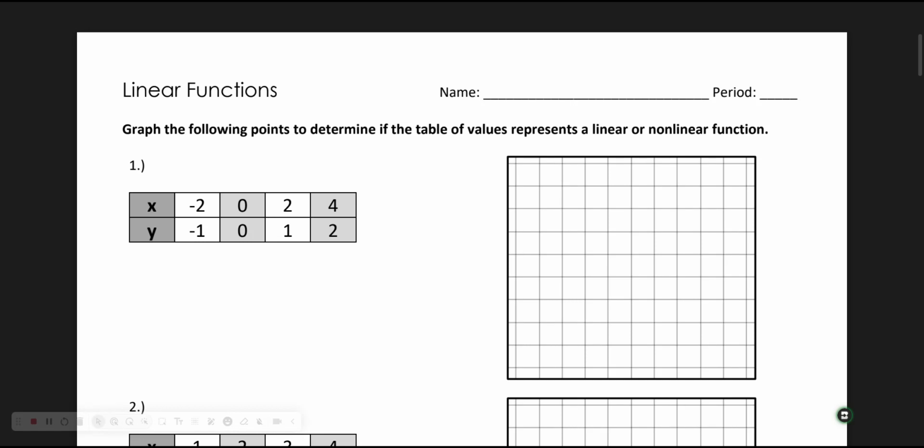Real quick, I want to go over this linear functions worksheet, so make sure you have this one out. If not, go ahead and pause this video and make sure you have this packet out from the sub. Now this worksheet we're going to do here with linear functions, you're given values in a table, like over here on the left, and we are going to graph those to see if your function is linear or nonlinear. Remember, linear means it creates a straight line, and then nonlinear would be not a straight line.